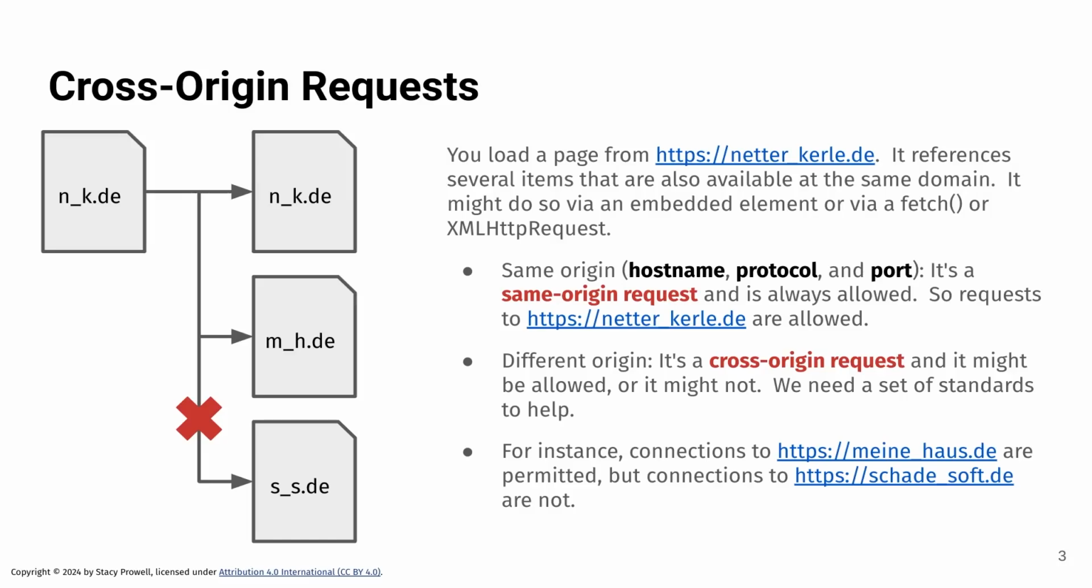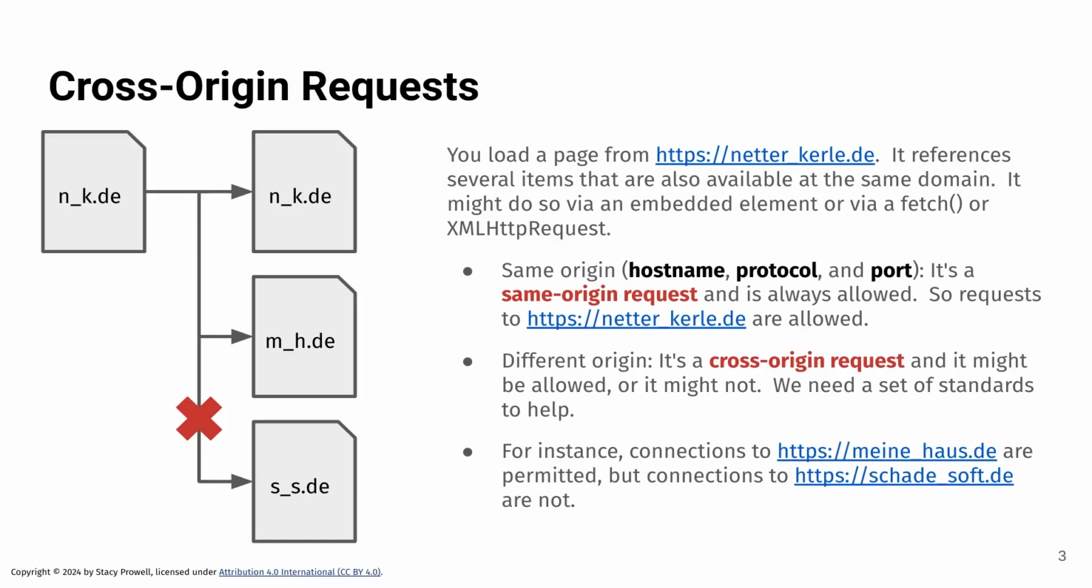Reaching to a different host, that's a little suspect. Using a different protocol, maybe that's a little suspect. Using a different port, that could be a little suspect too. But if it's the same origin, we allow it. Different origin? Well, it becomes a cross-origin request. And it might be allowed or it might not.